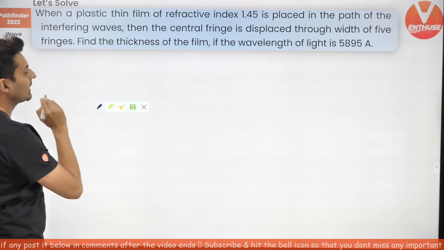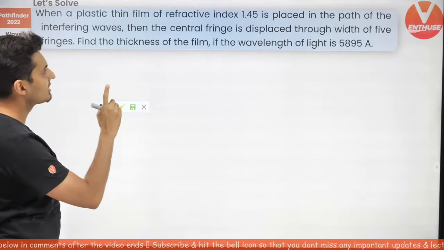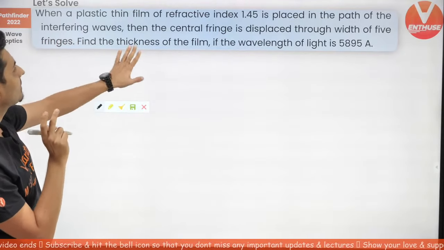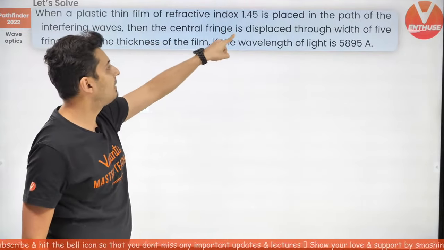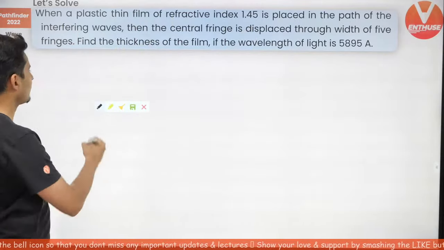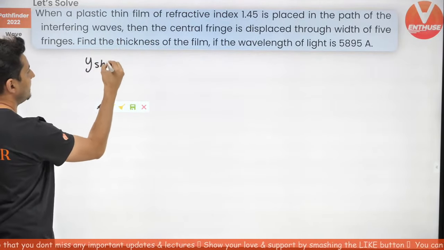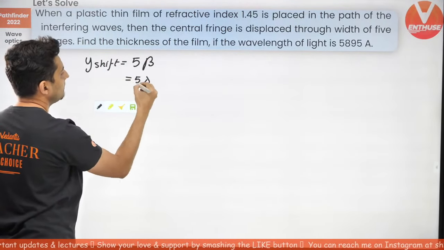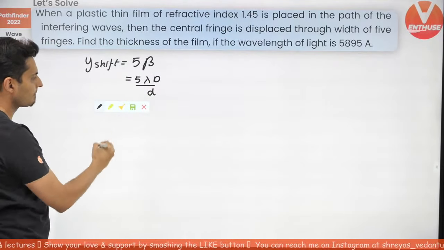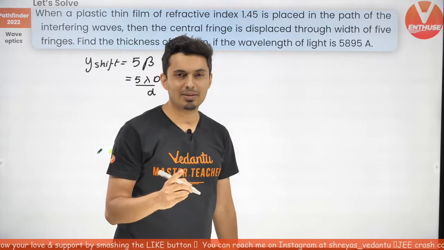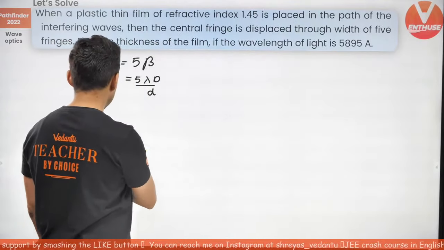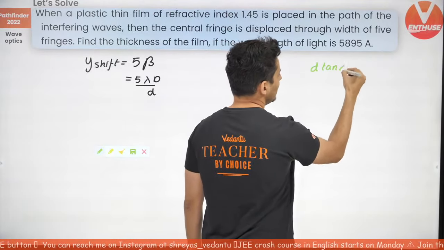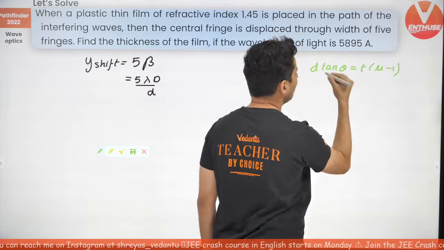First of all, what all is given? Let's write it down. Mu is known. Wavelength is known. And we need to find out the thickness. It's also given that it shifts by 5 fringe widths. So the y shift value is 5 times beta, which is 5 times lambda capital D by small d. And what is the formula for y shift? In case you have forgotten, again remember the simple trick I've told you: d tan theta is t into mu minus 1. If you remember that, that's enough.